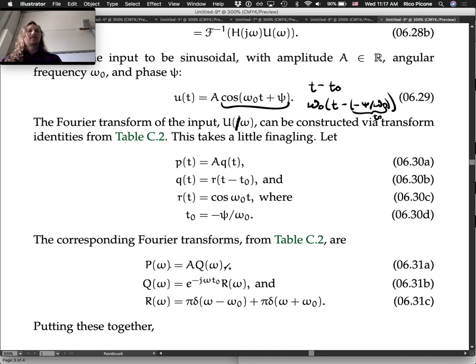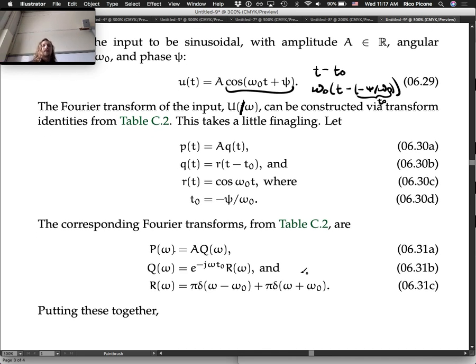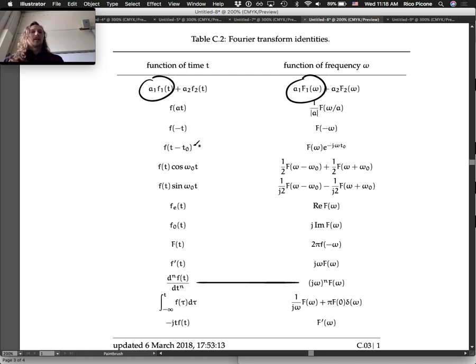We used that identity. The next one is that if you have a time shift in your argument here, then that's the same as multiplying by e to the minus j omega t naught. So if you go to the table, we find, oh, here's our f of t minus t naught, a time shift. That corresponds to just multiplying your Fourier transform by e to the minus j omega t naught. So that's how we got this next one.